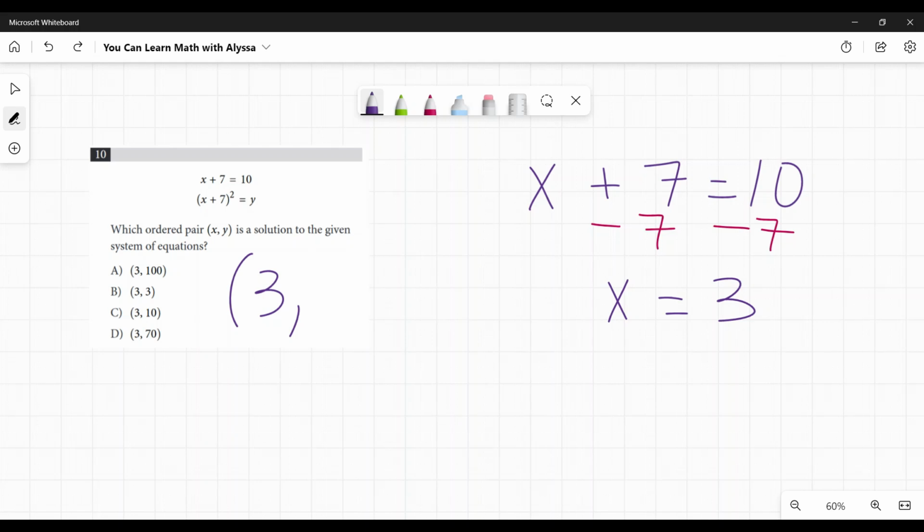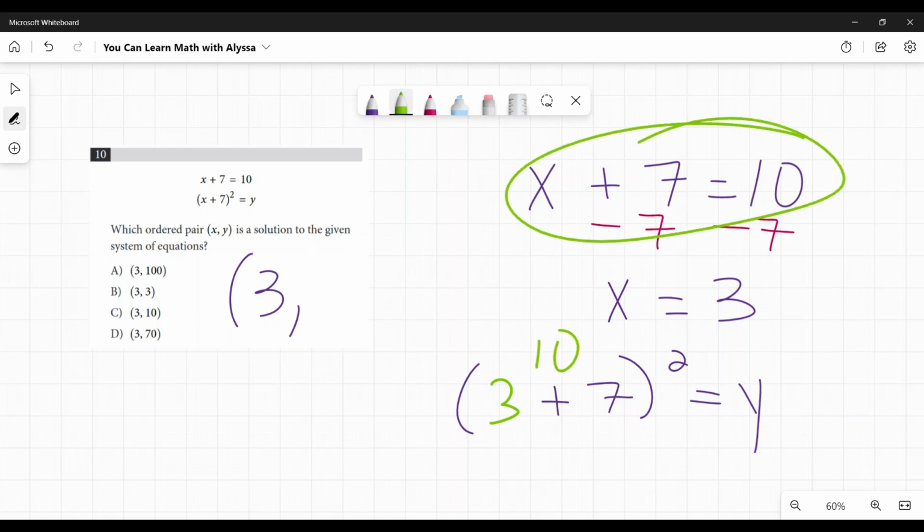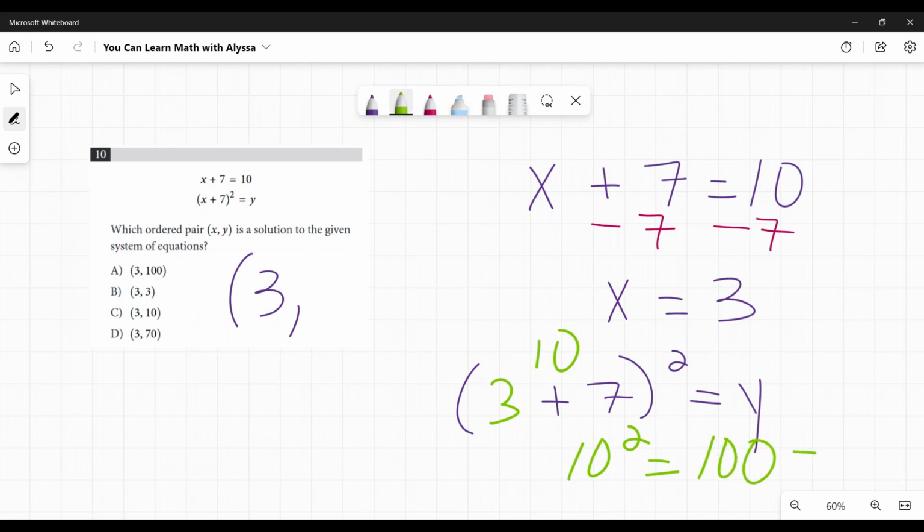Next part, (x plus 7) squared equals y. Well, we know x is 3. So we put that in there. 3 plus 7 is 10, which they also told us here that x plus 7 is 10. So 10 squared is y. What is 10 squared? 10 squared is 10 times 10, or 100. So y is 100. So I know my answer is (3, 100), or A.